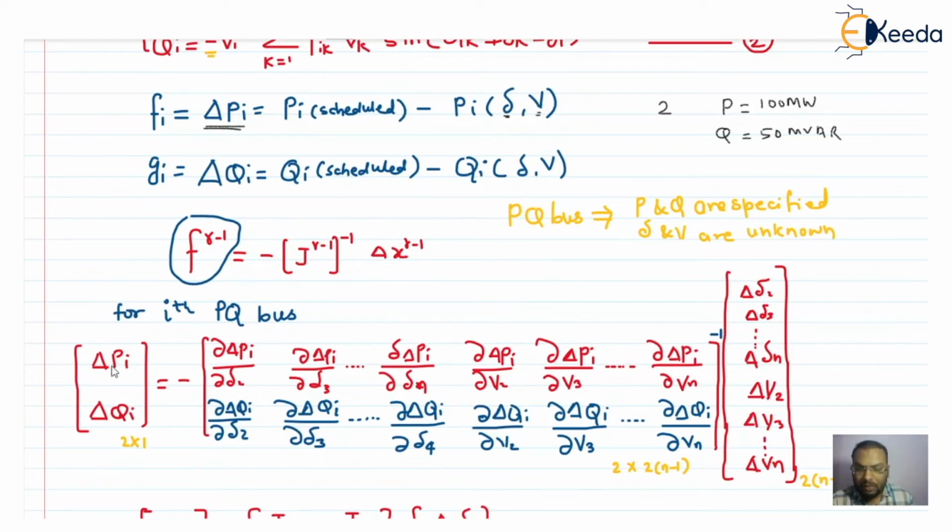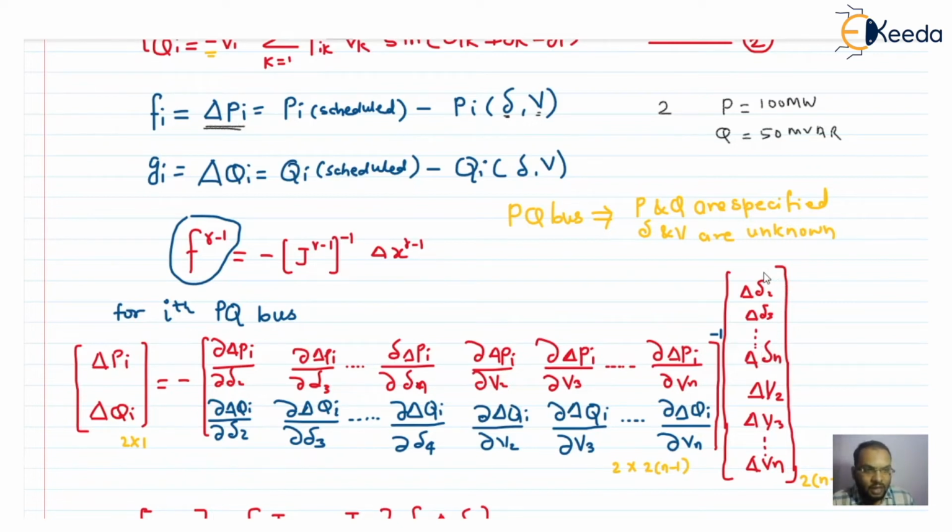Function, we have to take the partial differentiation of the function with respect to unknowns, with respect to the variables. So variables here are phase angle on the second bus, phase angle on the third bus. So corrections we have to deal with. Correction in the phase angle on the second bus, correction on the third bus, correction this way in the phase angle on the nth bus.